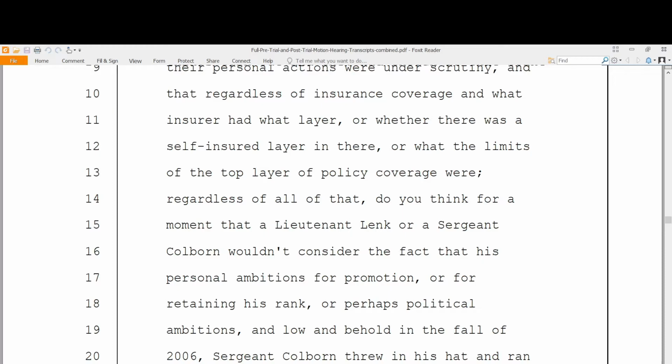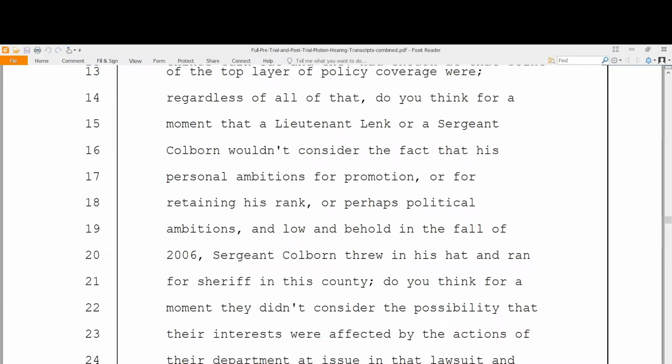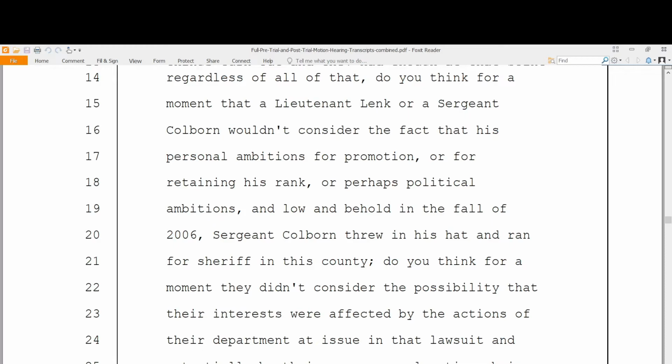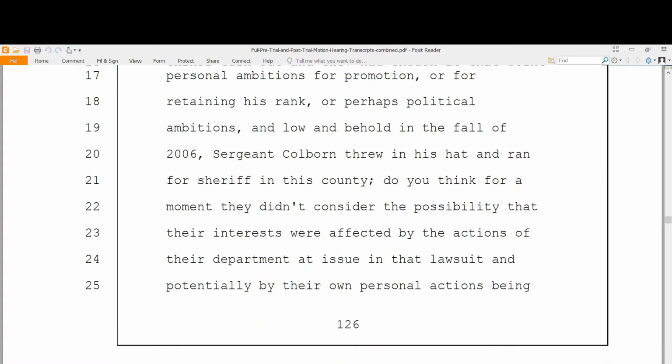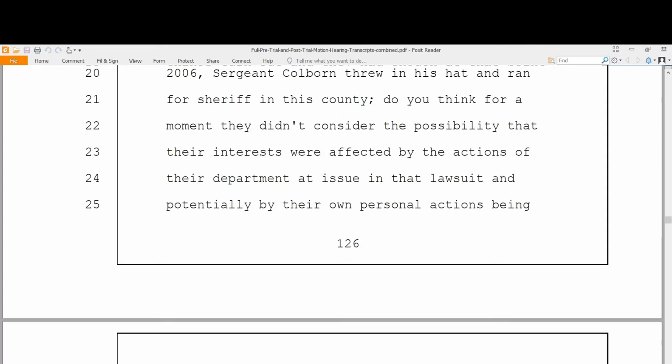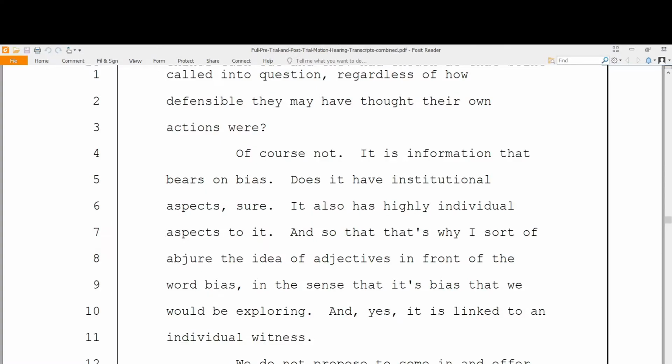Regardless of all that, do you think for a moment that Lieutenant Lenk or Sergeant Colborn wouldn't consider the fact that this affected his personal ambitions for promotion or for retaining his rank, or perhaps political ambitions? And lo and behold, in the fall of 2006, Sergeant Colborn threw his hat in and ran for sheriff in this county. You think for a moment they didn't consider the possibility that their interests were affected by the actions of the department at issue in that lawsuit, and potentially their own personal actions being called into question, regardless of how defensible they may have thought their own actions were? Of course not. It is information that bears on bias.